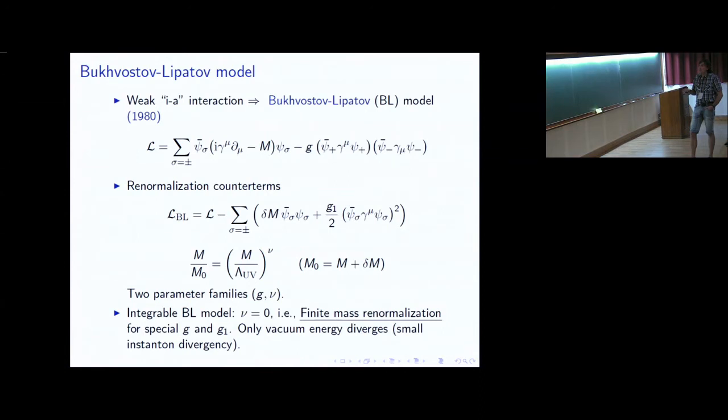From the very general point of view of quantum field theory, the Bukhvostov-Lipatov model contains two dimensionless parameters, g and g1, and is also characterized by a mass scale M. But for me it would be more natural to use another parameter instead of g1, and trade it for the critical exponent nu, which describes the mass renormalizations. For a given renormalization scheme, nu is a certain function of g and g1. But I prefer to use this parameter as independent. So it's a two-parameter family.